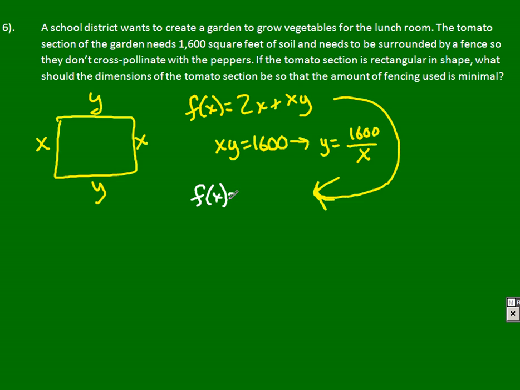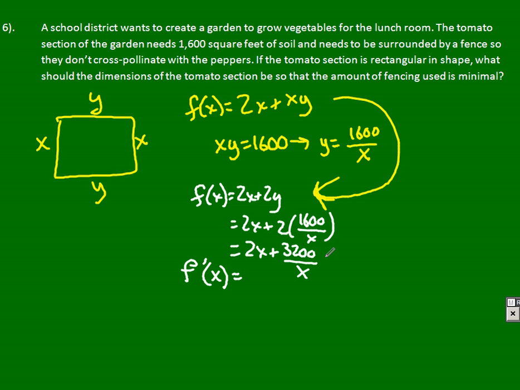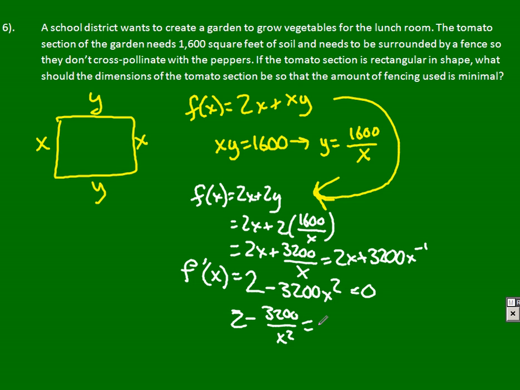So I'm going to bring this down here, and I'm going to plug in for y here. So f of x equaled 2x plus 2y. Plugging in for y, 2x plus 2 times 1600 over x. Simplifying, 2x plus 3200 over x. Very similar to what we did in number 3 when I take this derivative. I can always say that this is still, instead of 3200 over x, it could be 3200 x to the negative first. And if that helps you in your derivative, then do it that way. So it would be 2 minus 3200 x to the negative second. I'm setting it equal to 0. That's the same thing as 2 minus 3200 over x squared. It's still equal to 0.